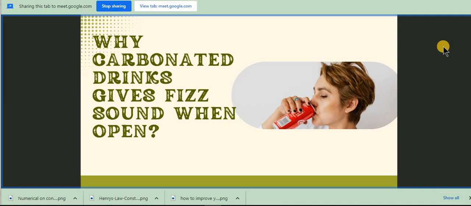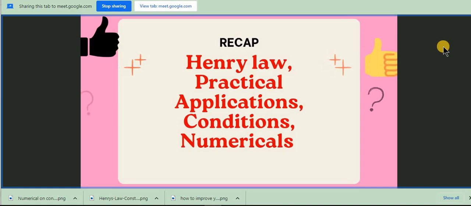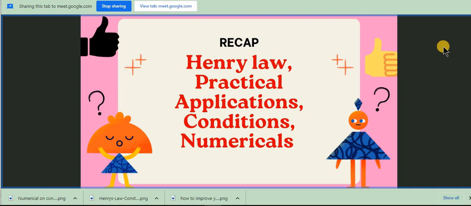Whenever you are writing these answers, please do mention Henry's law: the solubility of the gas is directly proportional to the pressure of the applied gas, and is directly proportional to the mole fraction of the gas dissolved. P is equal to KHX. The expression we can also write. At the end, a recap: we have done Henry's law, which is P is equal to KHX. Three practical applications we have discussed: anoxia, bends and carbonated soft drinks. And the conditions also, that is ideal conditions and no reaction. And numericals we have done on the basis of P is equal to KHX.